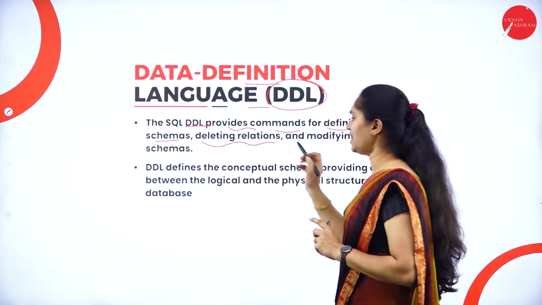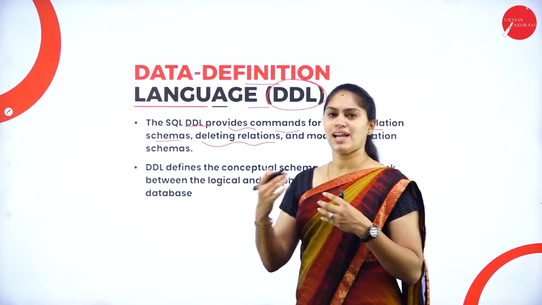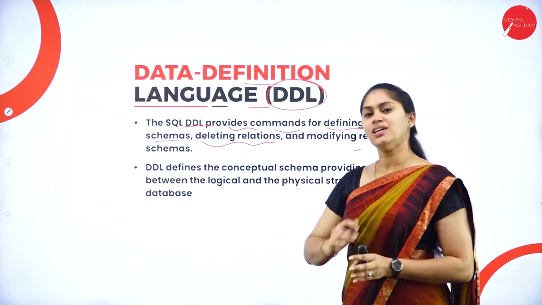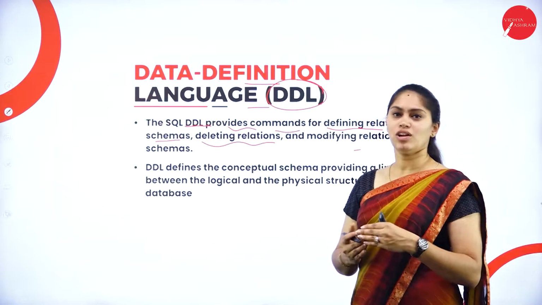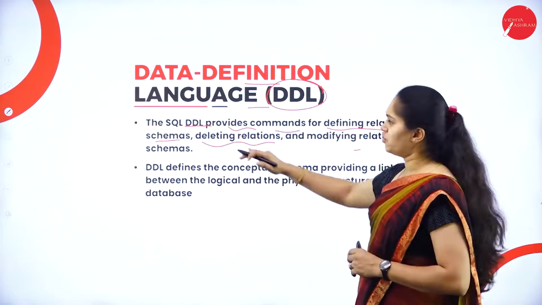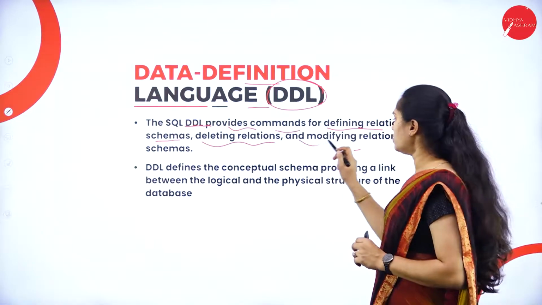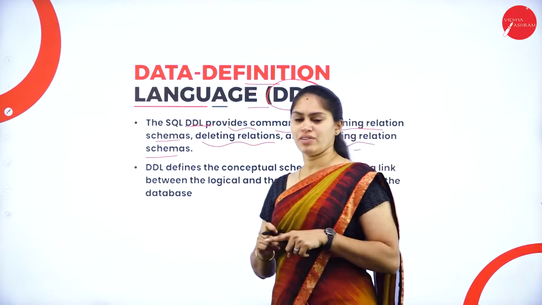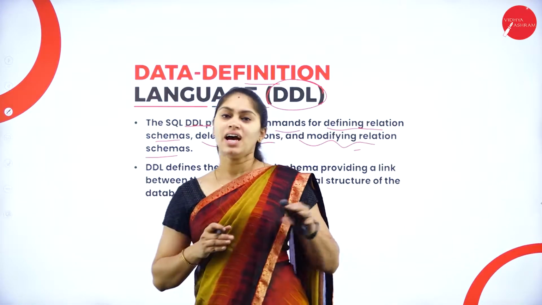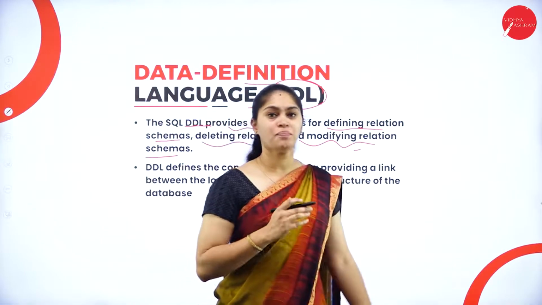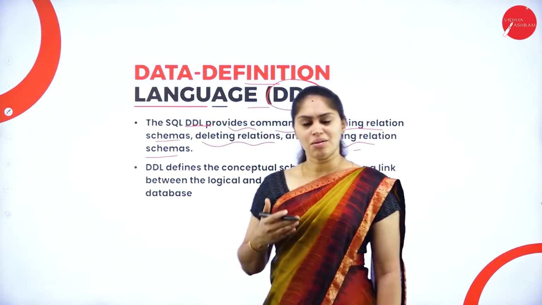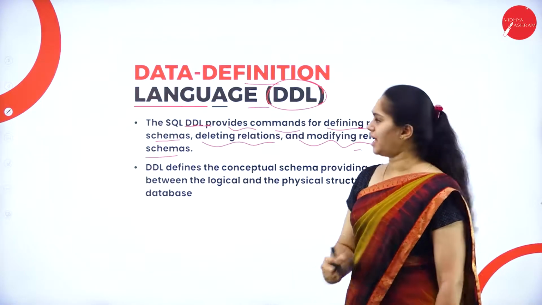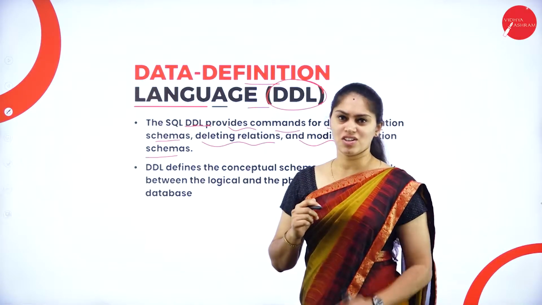And also we have deleting relations. So if there is no association between one relation or entity and another, then that has to be removed. Even that removal of a relation is possible with the help of this DDL. And also we have modifying the relational schemas. I wanted to change the structure of a table. I wanted to add some more content, like some more constraints, or I wanted to include some attributes or properties to my existing table. So all those can be done with the help of this DDL or data definition language.